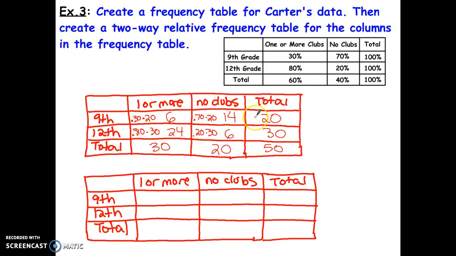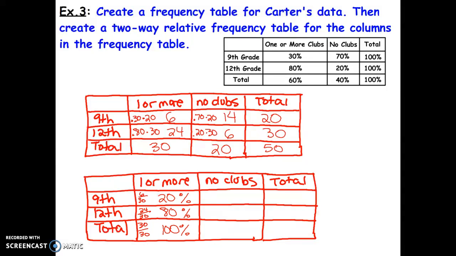All right, so we're going to use this information here. So we're going to do all of our column totals are going to be the 100%. So basically, we're going to do 6 divided by 30, because that's our total for one or more, and 24 divided by 30. And then 30 divided by 30, which we know is just going to be 100%. So 6 divided by 30 gives us 0.2. Multiply that by 100, that is 20%. 24 divided by 30 is 0.8, which is 80%.